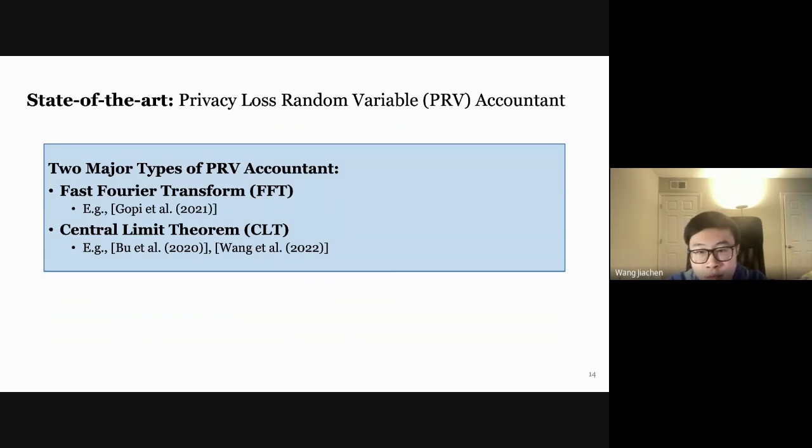The current state-of-the-art privacy counting technique is based on the theory of privacy loss random variable, or PRV, which exploits the full privacy information about the individual mechanism. We'll go into the detail of the PRV technique later. Right now, just keep in mind that it is the current state-of-the-art, and there are roughly two types of PRV accountants. One is based on the fast Fourier transform, and another is based on the central limit theorem, or CLT.